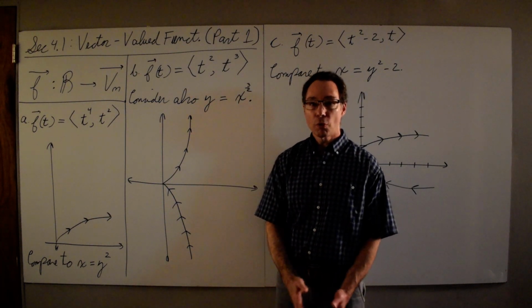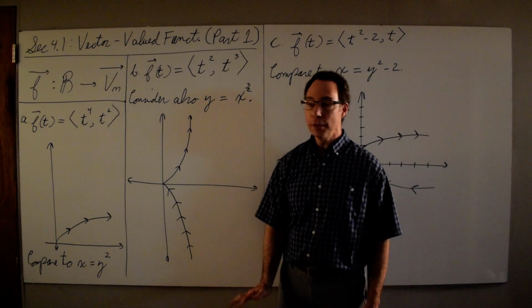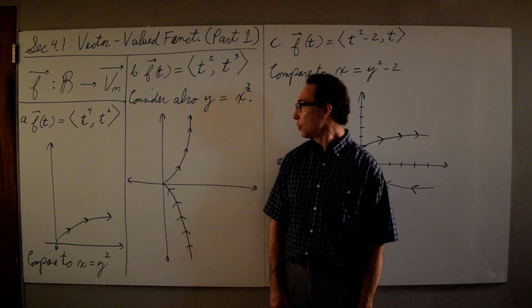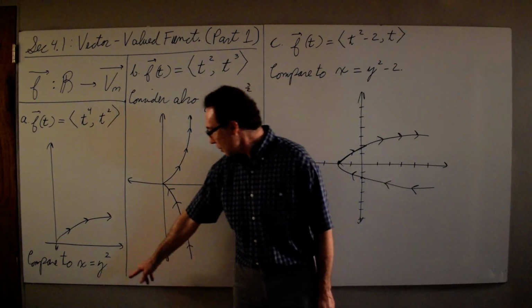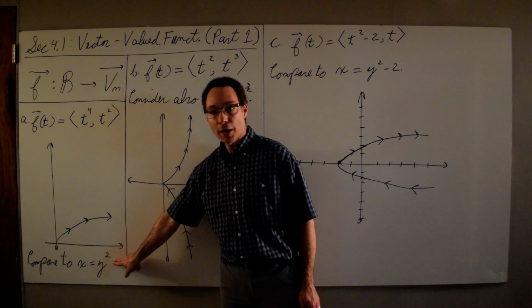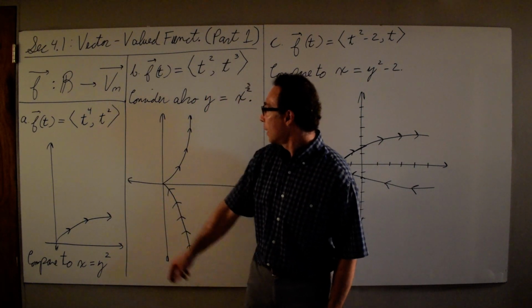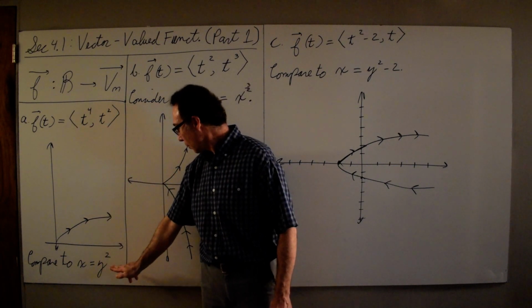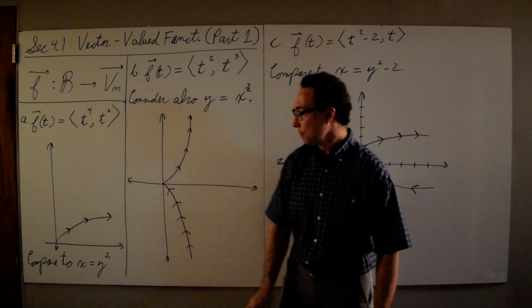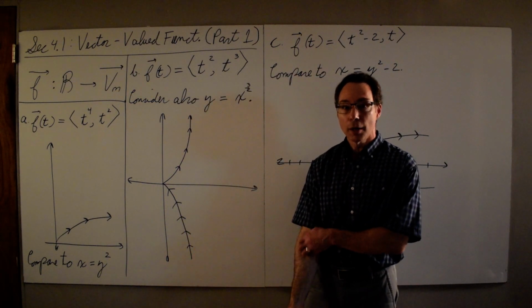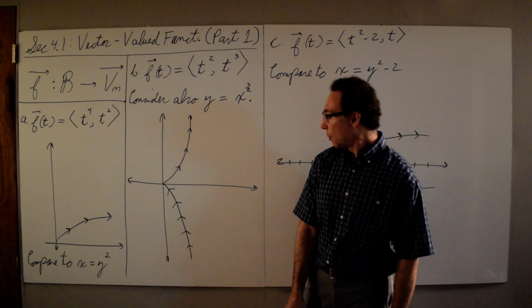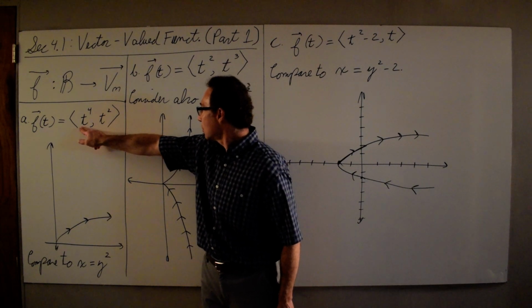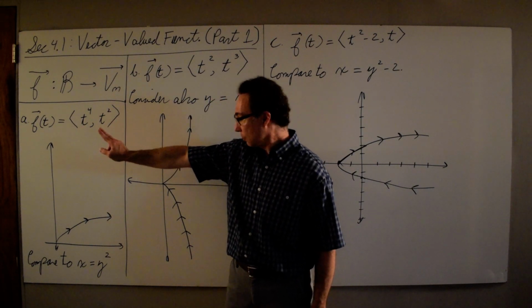A lot of times when we graph these, especially in two-space, we want to consider what an analogous real valued function might be. So in this case, let's compare this to the curve x equals y squared. Why? Because if I take this component and I square it, I have the first component. X equals y squared is a parabola. But we're not interested in the entire parabola, because here x is always positive and y is always positive.